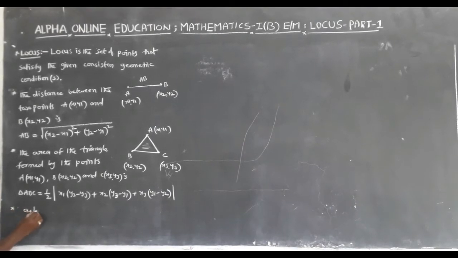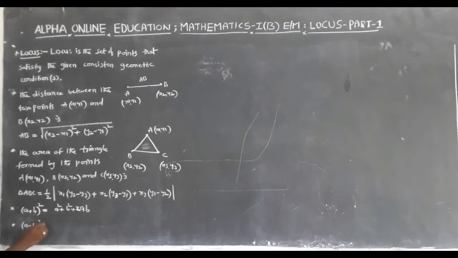Next one, (a plus b) whole square. (a plus b) whole square is equal to a square plus b square plus 2ab. This is the (a plus b) whole square formula.